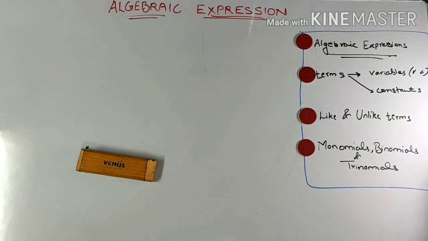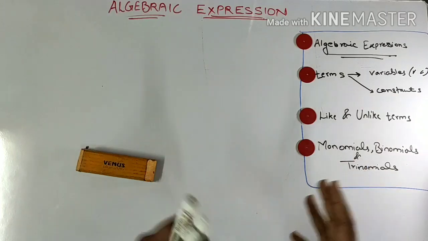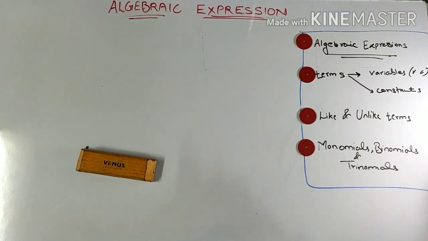Now we will learn one more topic, that is like terms and unlike terms. Whenever you have a group of terms or collection of terms and you are supposed to classify them. Why to classify? Because you are supposed to operate them. Since we are doing mathematics, I'll have to do some mathematical operation like addition, subtraction. For this purpose, you need to classify them into like terms and unlike terms.